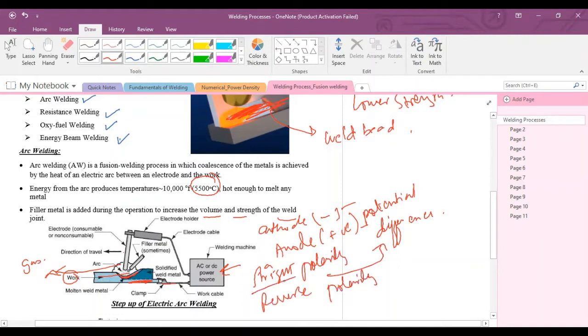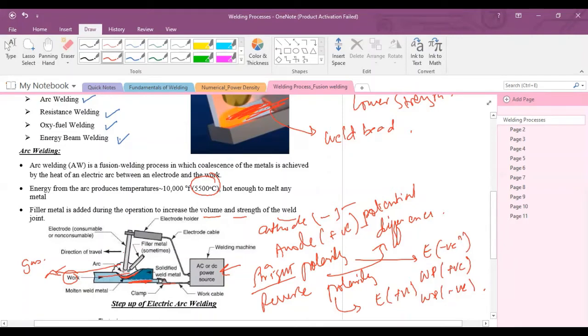In straight polarity, the electrode is negative, meaning cathode, and the workpiece is positive. In reverse polarity, the electrode is positive and the workpiece is negative, right? When the electrode comes close to the workpiece, there is a gap between the electrode and the workpiece.